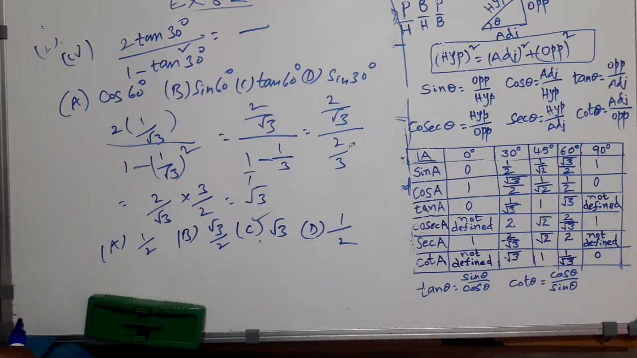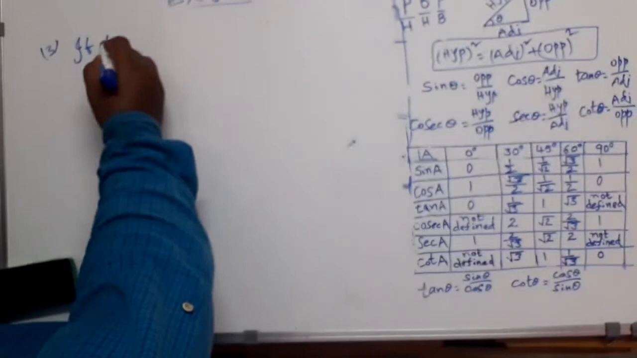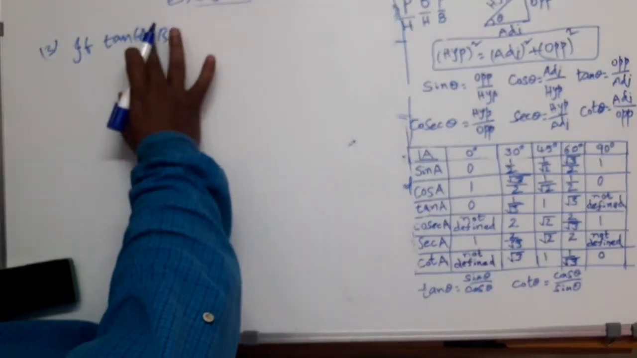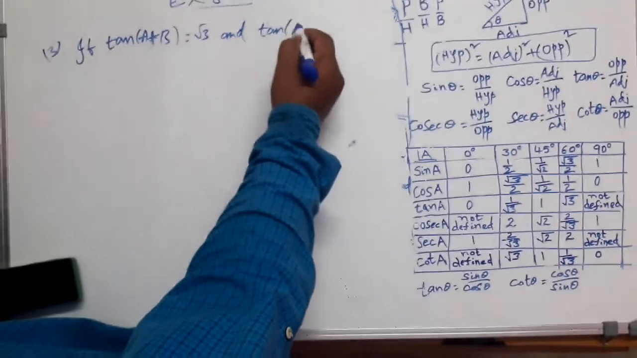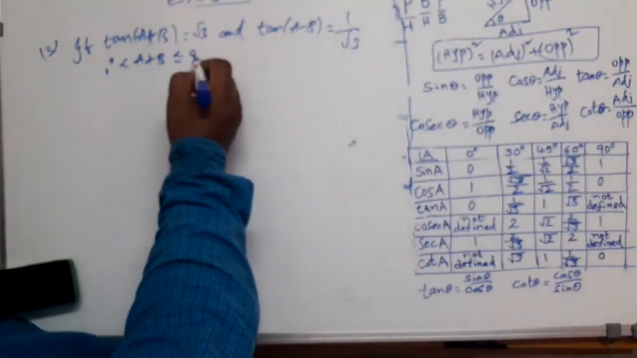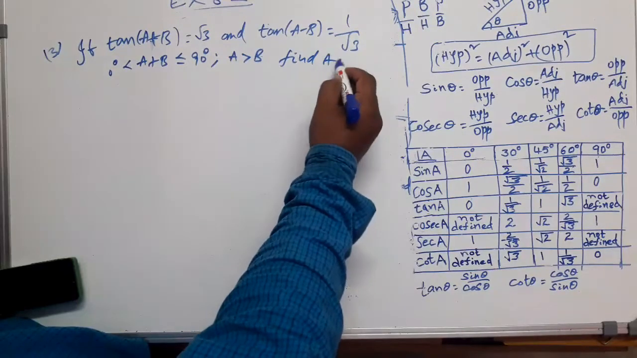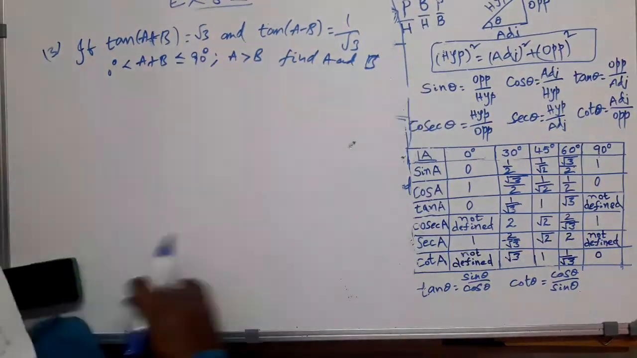Next, question number 3. What is given? If tan (A plus B) is equal to root 3 and tan (A minus B) is equal to 1 by root 3, where 0 degrees is less than A plus B is less than or equal to 90 degrees and A is greater than B, find A and B. That is the question. Find A and B.